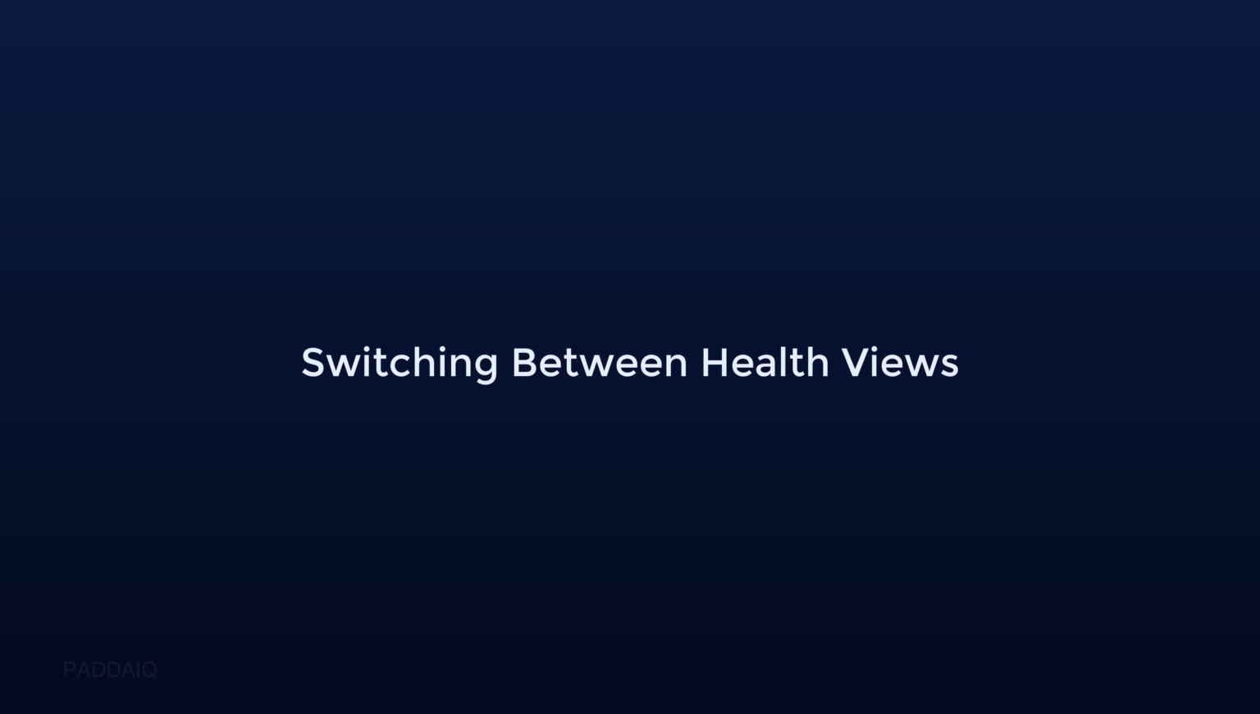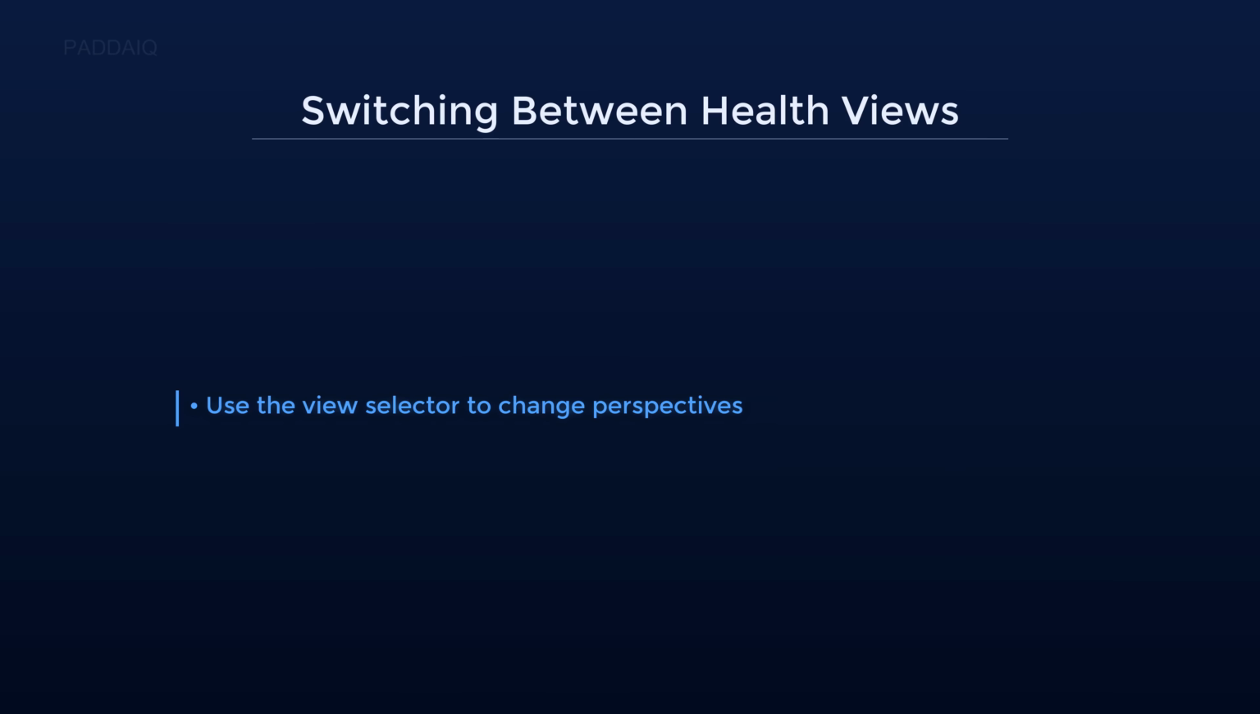Switching between health views for comprehensive system monitoring. Use the view selector to change perspectives. This means you can toggle between different displays of system health data without reloading the page. For instance, switch from a high-level service overview to a detailed component status view. This simple action helps you quickly access the specific information you need for monitoring.